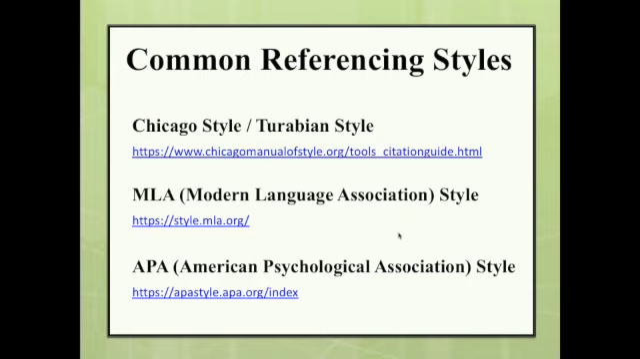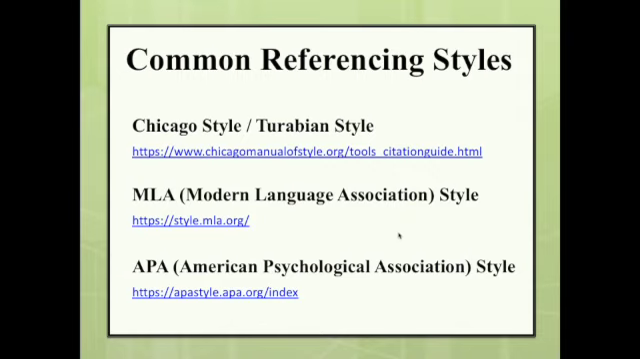Common referencing styles: you could use the Chicago style or the Turabian. It's the same thing, Chicago or Turabian. It's named after Kate Turabian, but it's commonly called the Chicago style. Then there's the Modern Languages Association, or MLA style, or the APA, American Psychological Association style. You can explore those websites for yourself. I'm not going to look at each one of them here.